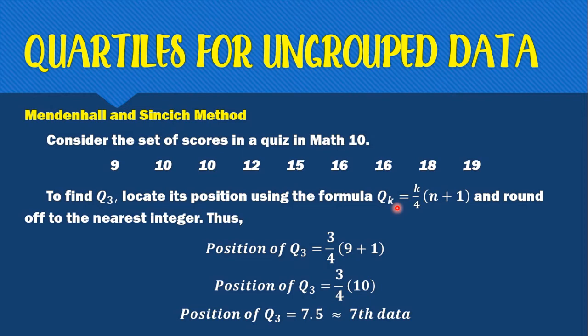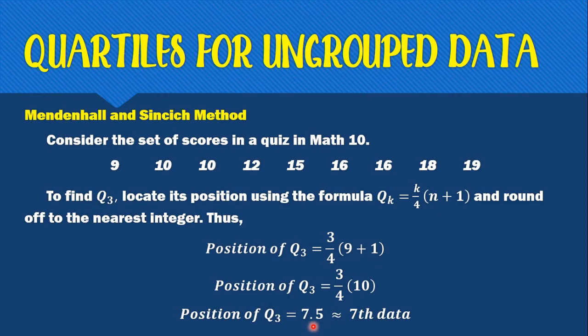Our k here is 3 because we're looking for the upper quartile. So your k becomes 3 over 4. Our n again is 9. 9 plus 1 is 10. And 3 over 4 times 10 will be equal to 7.5.